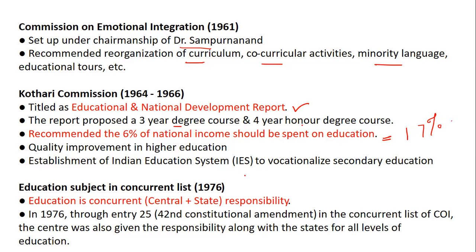Coming next was education as a part of the concurrent list, which is nothing but a combination or a responsibility of central plus state. The concurrent list speaks about education as a part of central plus state responsibility. So in 1956, through the entry, the responsibility along with the state for all the education levels was given.